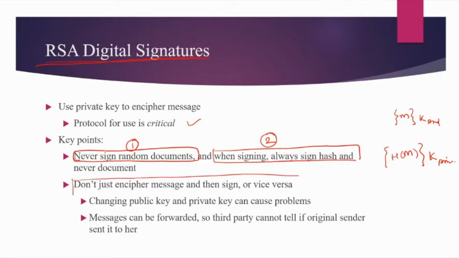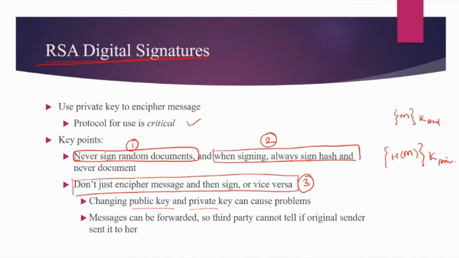And third is, don't just encipher the message and then sign it, or vice versa. That is, you first encipher the message and then this enciphered message is signed. Don't do that, because the receiver can change the public-private key pair and this will cause problems. So we will see two attacks.